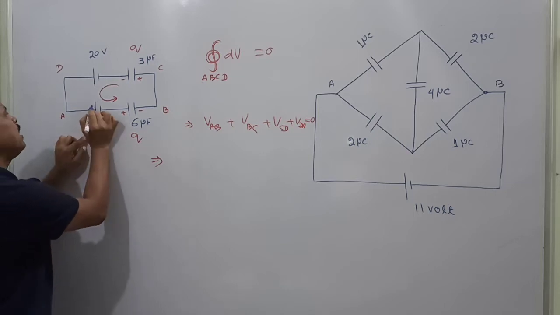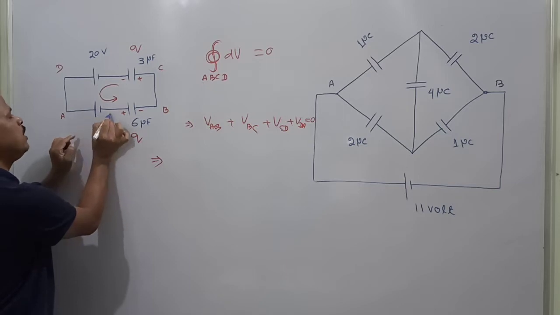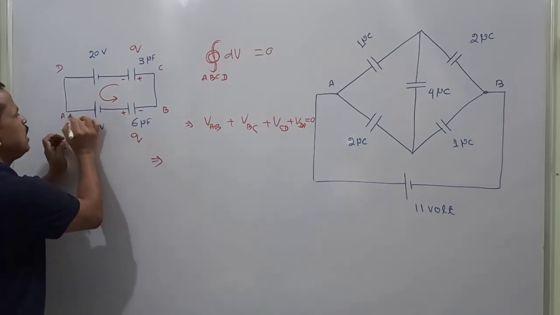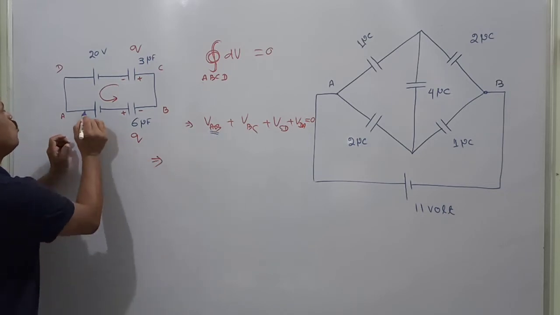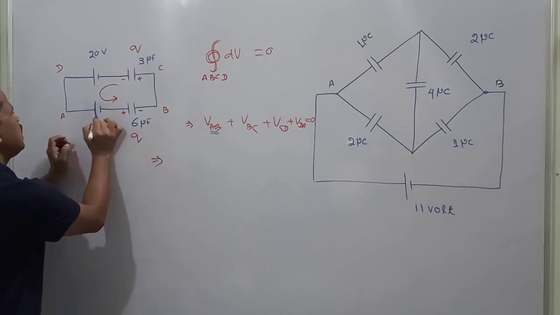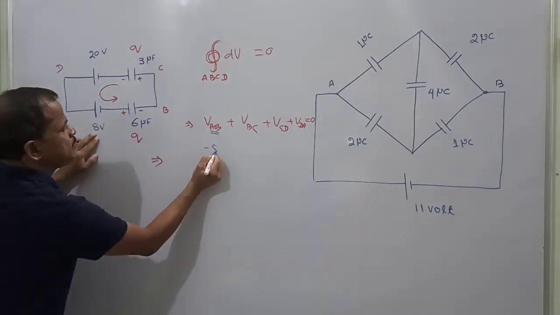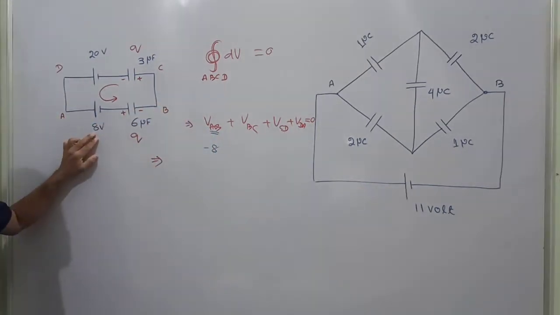So now in the first, you are coming across a positive plate, then a negative plate. So obviously, loss of energy. Please listen carefully here. Now you are moving from A to B. When you are moving from A to B, first comes the positive plate, then the negative plate. There is a loss of potential. So this is -8 according to sign convention.